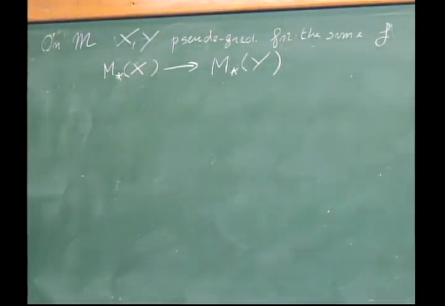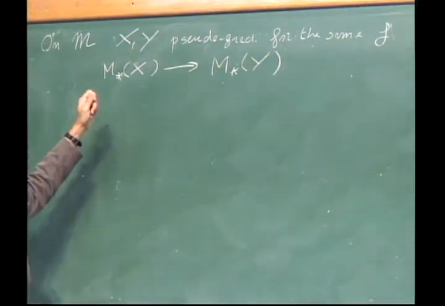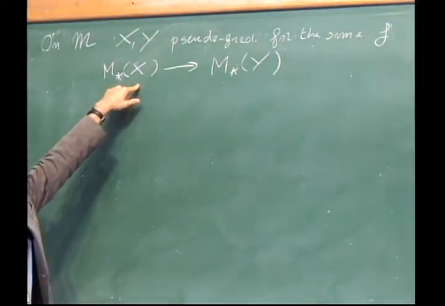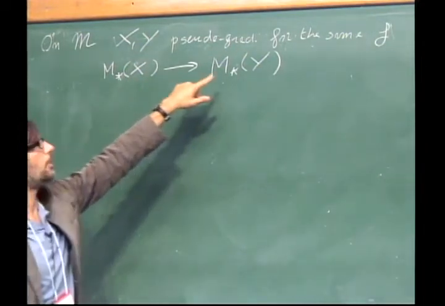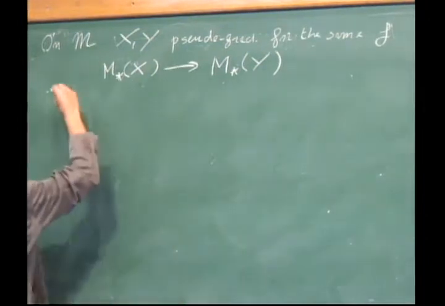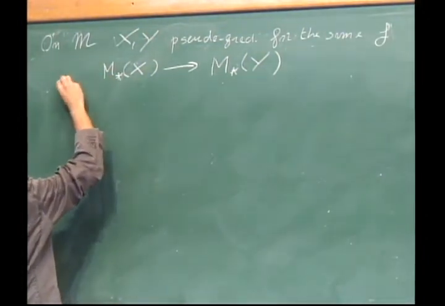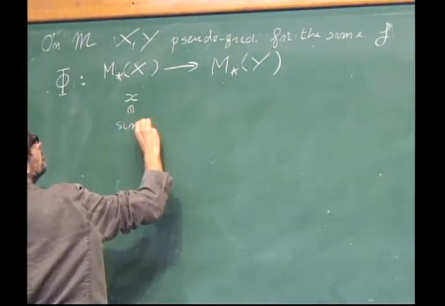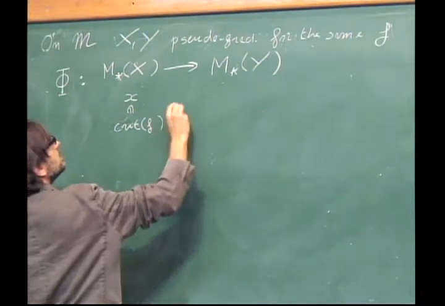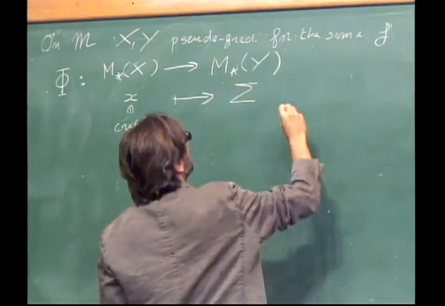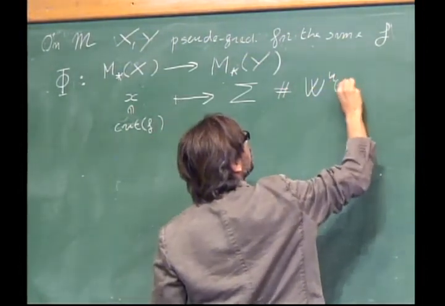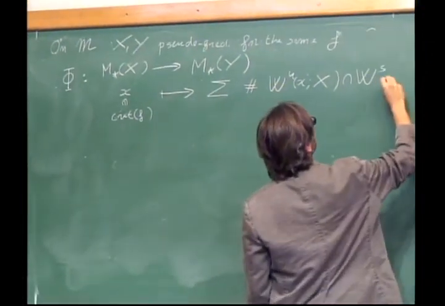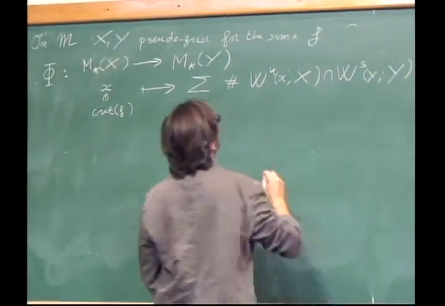What do you do? Well, you do the obvious thing. You define it by counting, and what do you count? You count intersections between unstable manifolds with respect to the dynamics of X, and stable manifolds with respect to the dynamics of Y. So you would build an isomorphism, let's call it phi, which goes, so x, a singular point, well, this is just a critical point of F. This is mapped into a sum, and then you count the intersection between the unstable manifold of x with respect to the vector field X, intersected with the stable manifold of y, but with respect to the vector field Y.